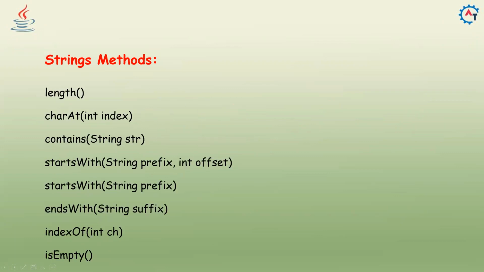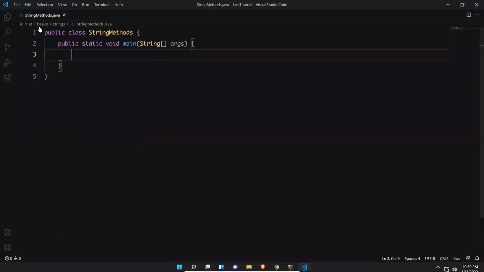So to demonstrate all these things, let me go to Visual Studio Code, where I have created a class called StringMethods. Here we will try to discuss all the methods in detail. So let me take one string. String s is equal to "Java is a programming language."